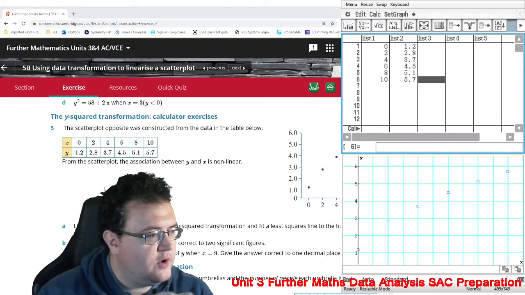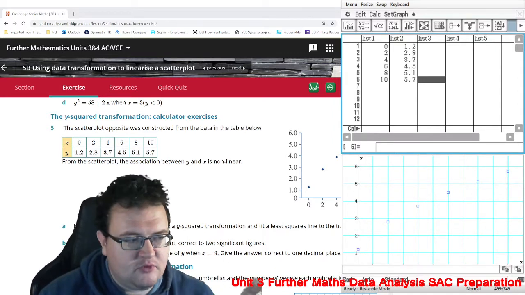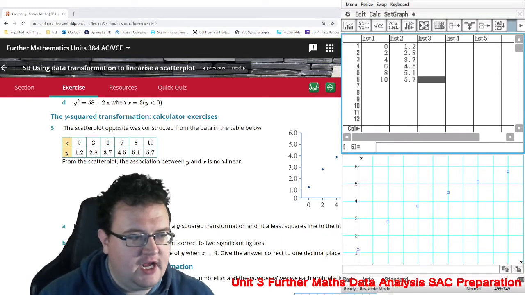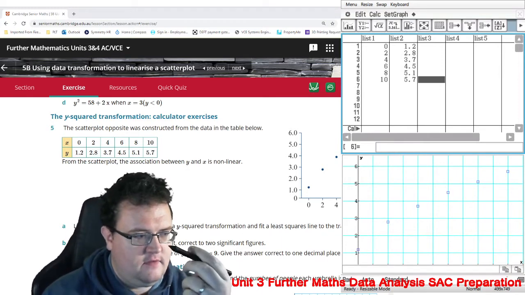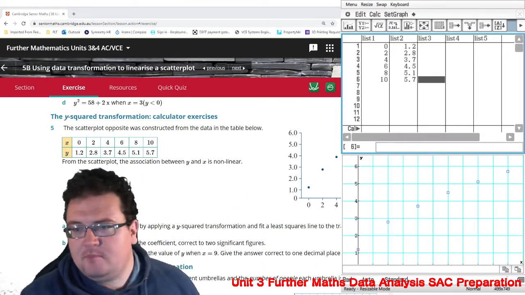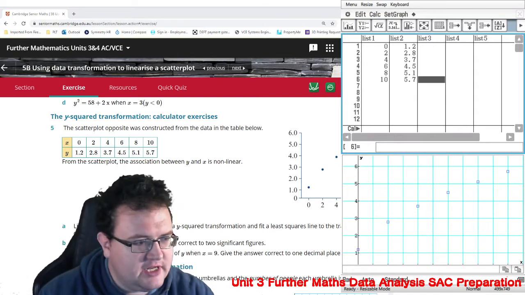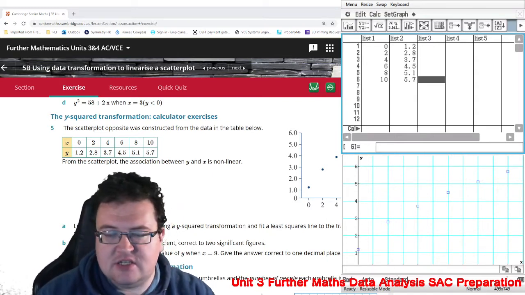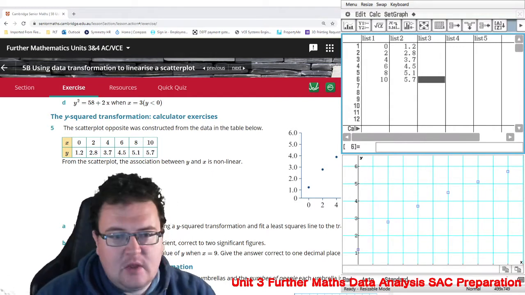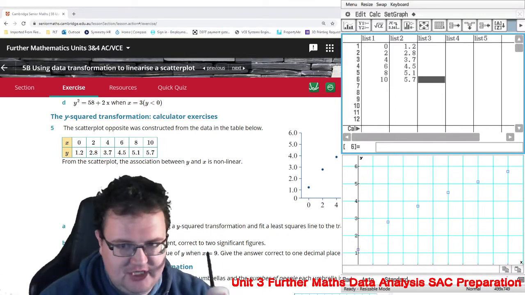Hello, today we're looking at question 5, the y-squared transformations. This is a practice. Similar to the previous video, we had a set of data that was clearly nonlinear. The idea is that we need to apply a transformation to it to try and linearize it. In this case, we are telling you to do a y-squared transformation on it instead.